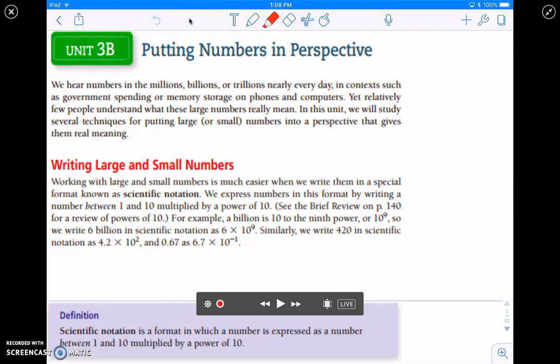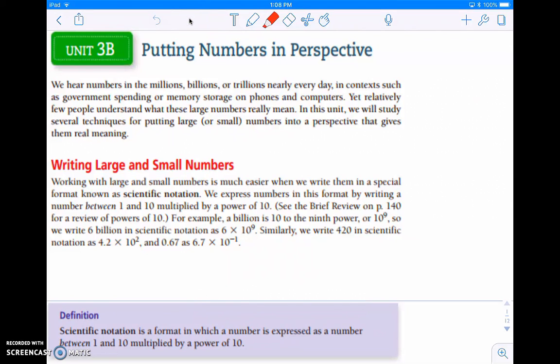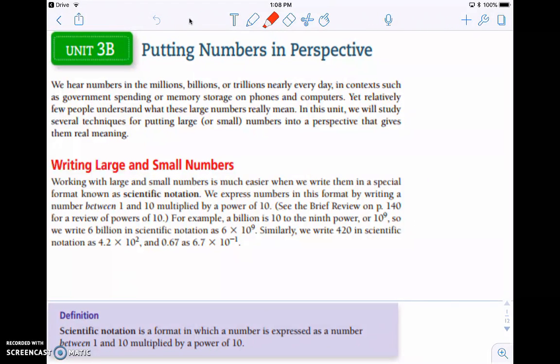All right, in this video we're looking at Unit 3B, putting numbers in perspective. In this one, we're going to look at the idea of scientific notation, making estimates, looking at scales, and those types of things. So first, I just wanted to start off with a little bit of information here.